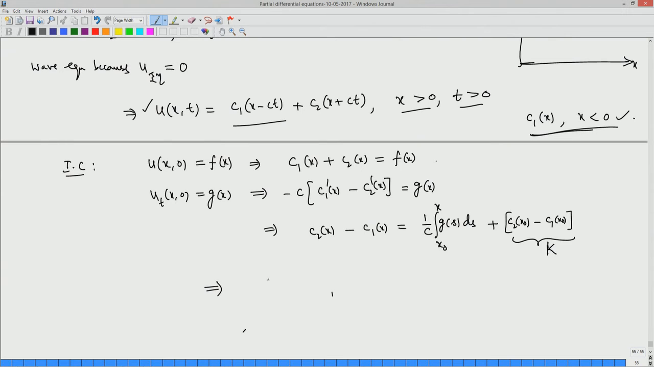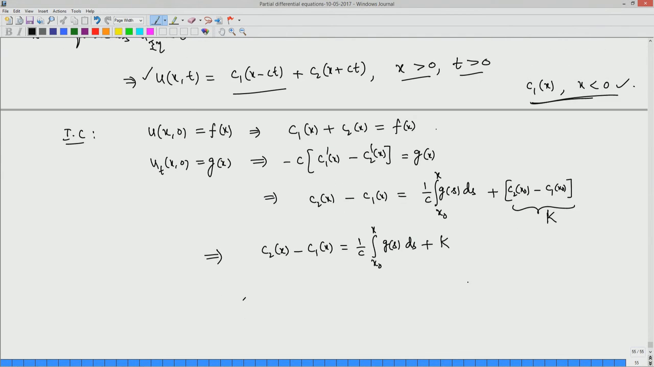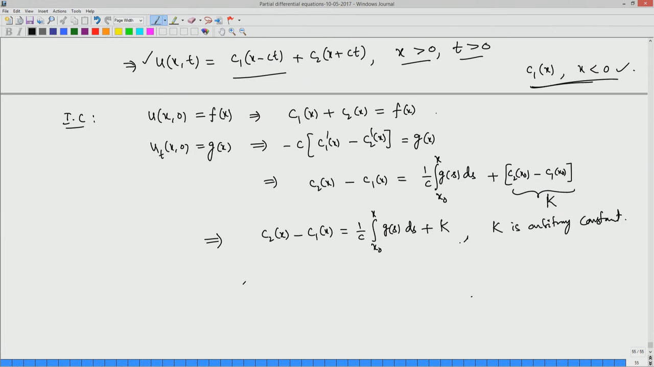So this implies c2(x) minus c1(x) is nothing but 1 by c, where this c is the small c, that is the speed of the wave, times the integral from x naught to x of g(s) ds, plus k. k is an arbitrary constant, because you do not know c1 and c2. So c1 and c2 are arbitrary functions. Fix those function values at some point, it should be an arbitrary constant.